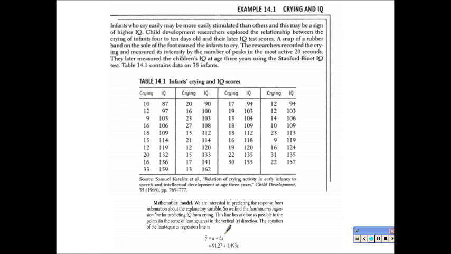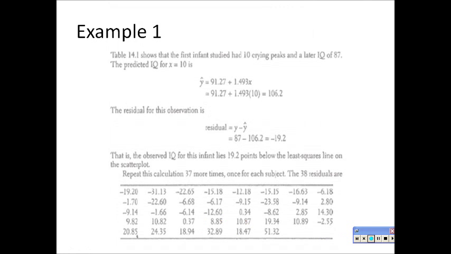The equation of the least squares regression line is this. Table 14.1 shows that the first infant studied had 10 crying peaks and a later IQ of 87. Now we'll calculate the predicted IQ for x equals 10. In order to do that, you plug in 10 for x in the equation for the least squares regression. And when we do that, we get a value of 106.2.